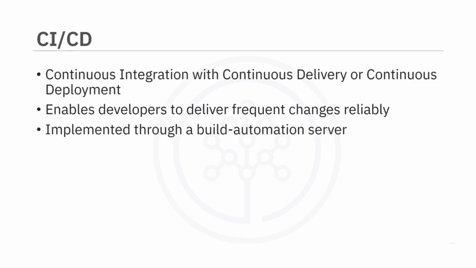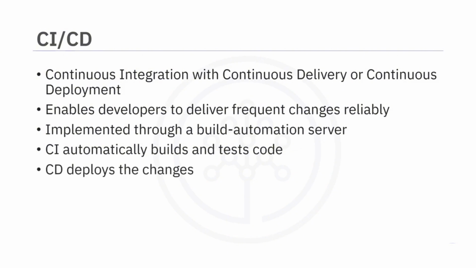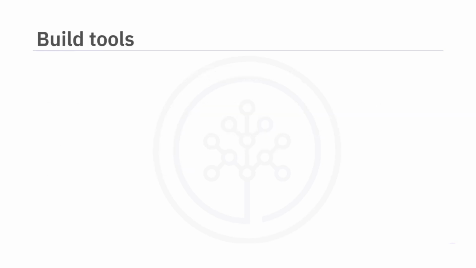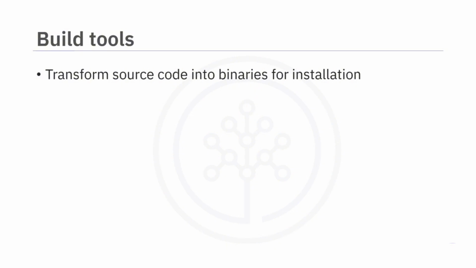A CI build environment enables you to integrate newly developed code frequently, at least every day, if not every hour, depending on how quickly the project changes. Continuous delivery, or CD, begins where CI ends. The CI process automatically builds and tests your code, then CD deploys all code changes in a build to a testing or staging environment. A build tool transforms your source code into the binaries needed for installation.